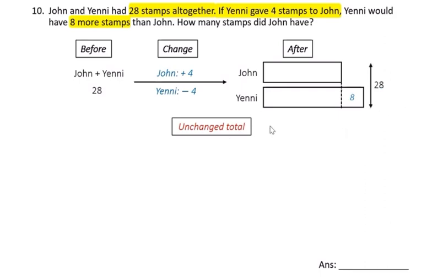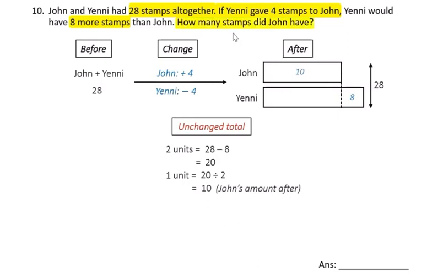So you already have the total, you don't need to work that out anymore. So you just do the comparison. Find 2 units. Because this is comparison, take away the difference, make the units equal. So 28 minus 8, 20. Look for 1 unit. 20 divided by 2, 10. So who is 1 unit? Is actually John after. So this is 10. So the question is asking me, how many stamps did John have?